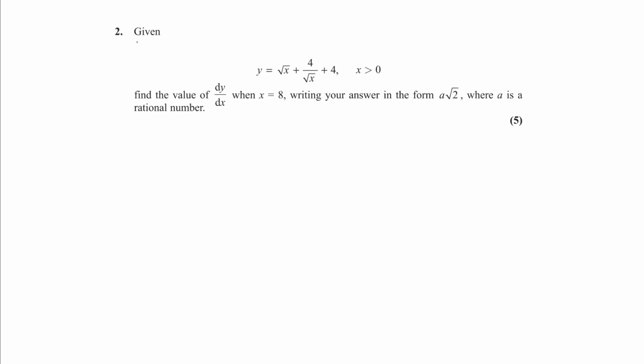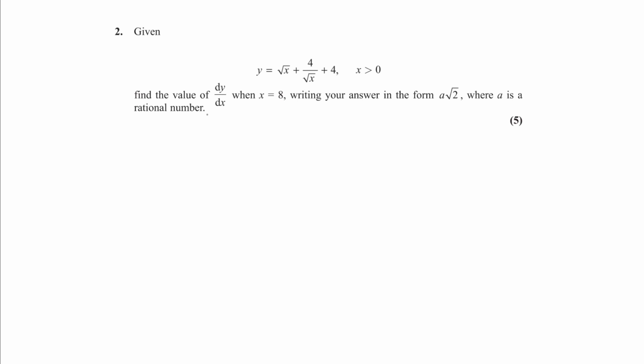So we are looking at question 2 of the Edexcel 2017 C1 paper. Now question 2 says that given that y is equal to the square root of x plus 4 over the square root of x plus 4, find the value of dy by dx when x is equal to 8, writing our answer in the form a square root 2, where a is a rational number.